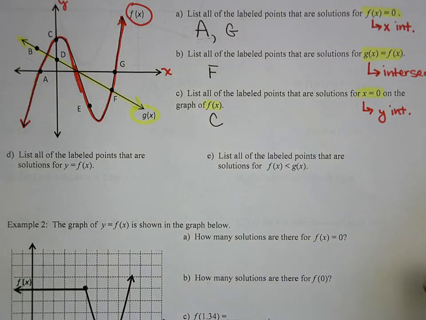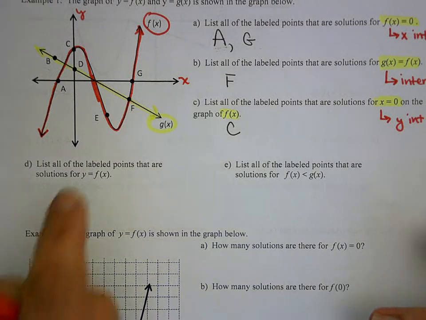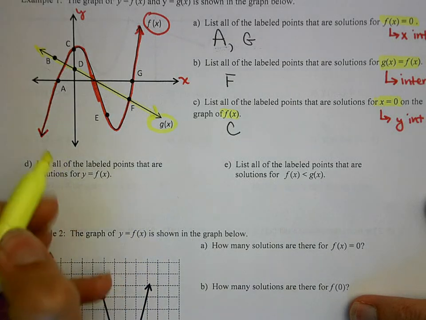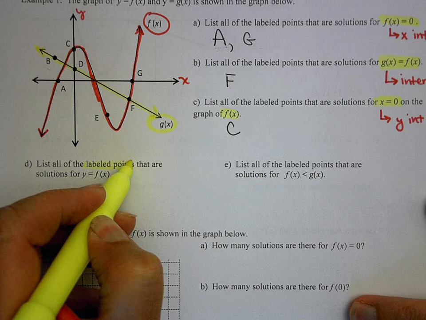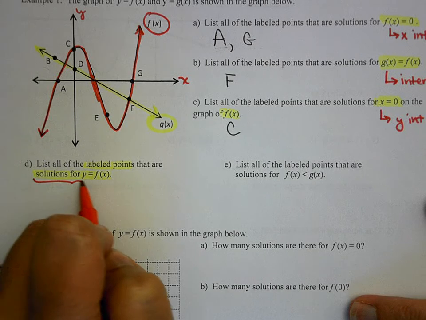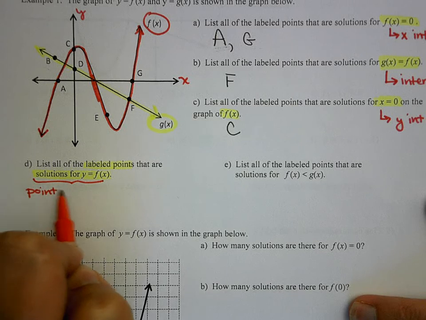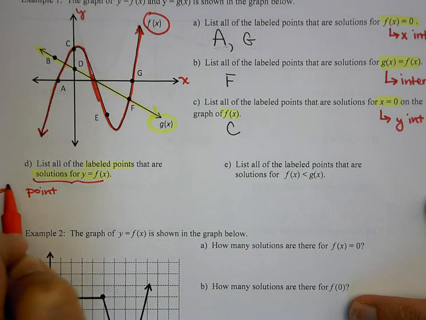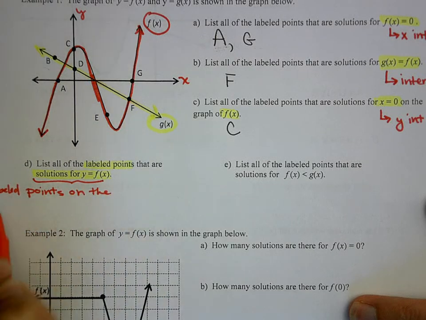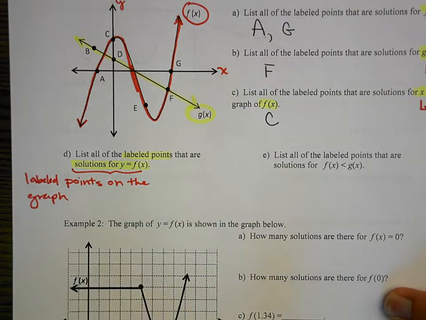Part D can sometimes be very confusing to people because it sounds like maybe they're asking for a y-intercept because of that y equals f of x. But what they're asking is for you to list all of the labeled points that are solutions for y equals f of x. That just means labeled points on the graph. That's just what they're asking for, labeled points on the graph.